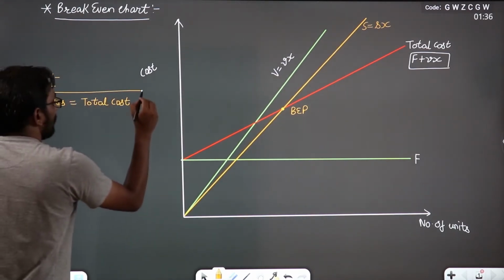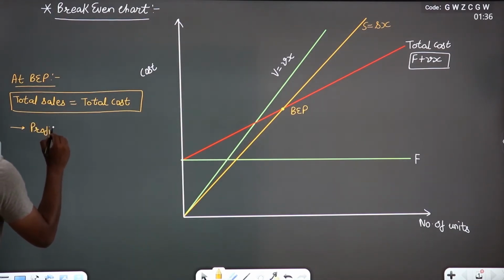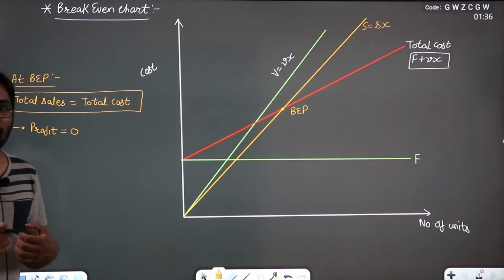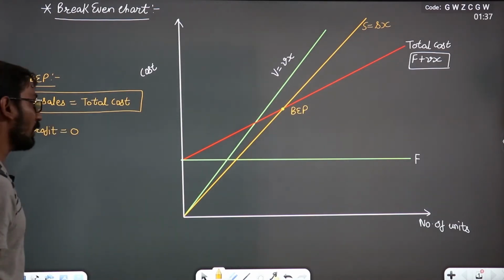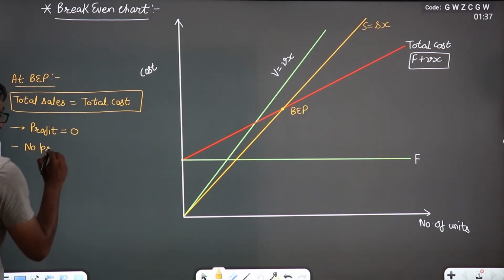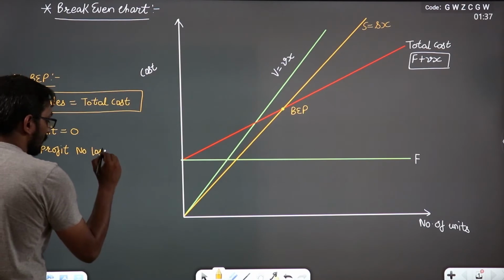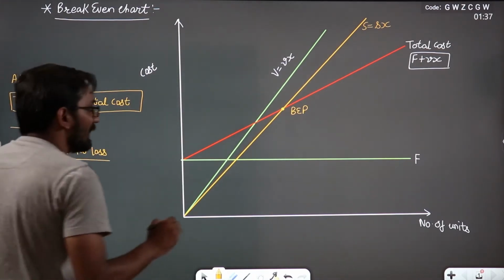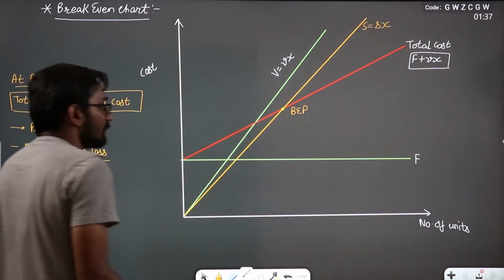So at break-even point, the total sales will be equal to total cost. That means at break-even point, the profit of the organization will be zero, right? Because you will get the revenue which is equal to the cost of production. That means the total cost will be equal to the total sales, and the profit will be zero. So at break-even point, the situation will be no profit, no loss, right? So if you achieve this break-even point, then you have no profit, no loss situation. So this is the break-even point.